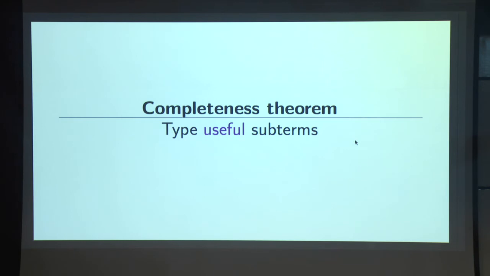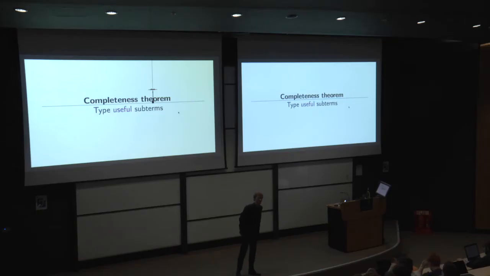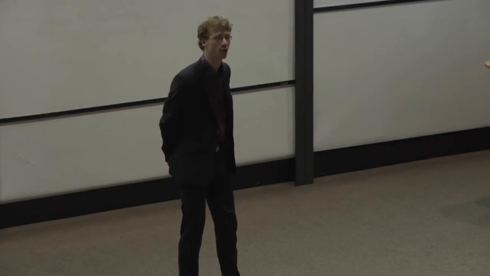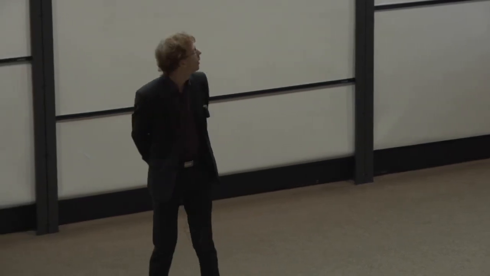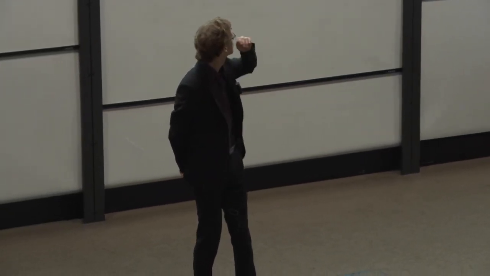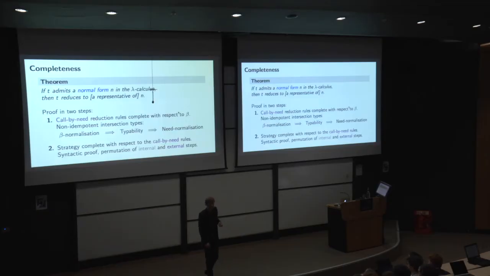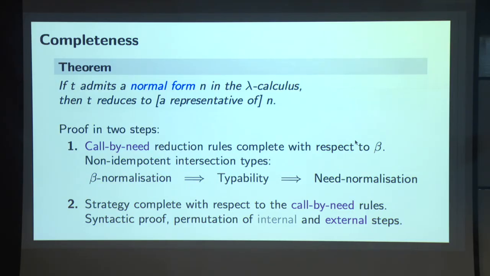And now I'll just give a few words on the completeness theorem. The completeness theorem is something which is, well, infamously difficult in such a context. I just want to give you a few words about it because we have a technique which is quite new to this and which helps a lot in having a tractable proof. The statement of the theorem is that if there is a normal form, then the strategy will reduce the term to some term which is related to the normal form. And we proceed in two steps.